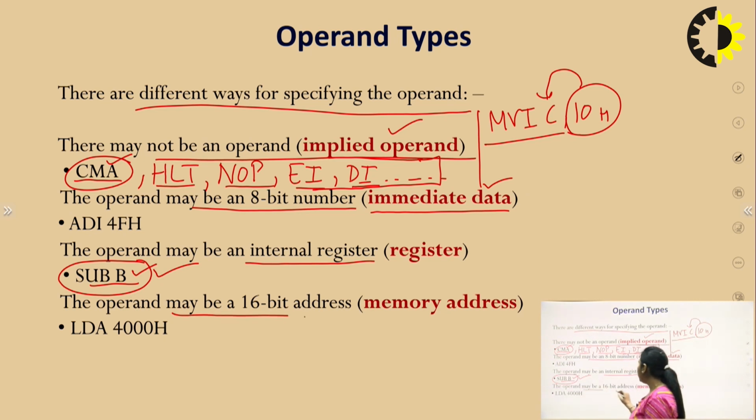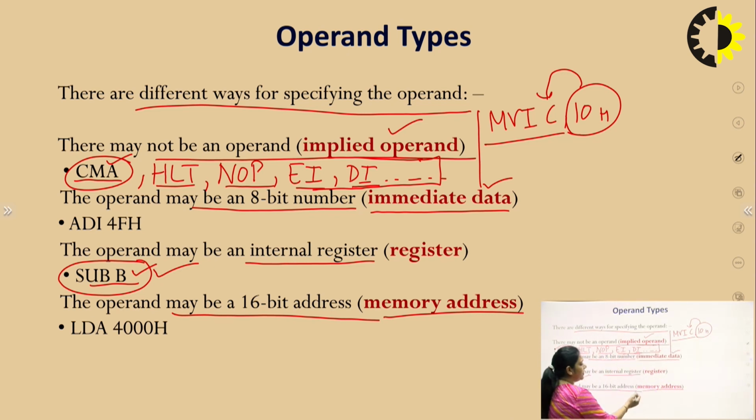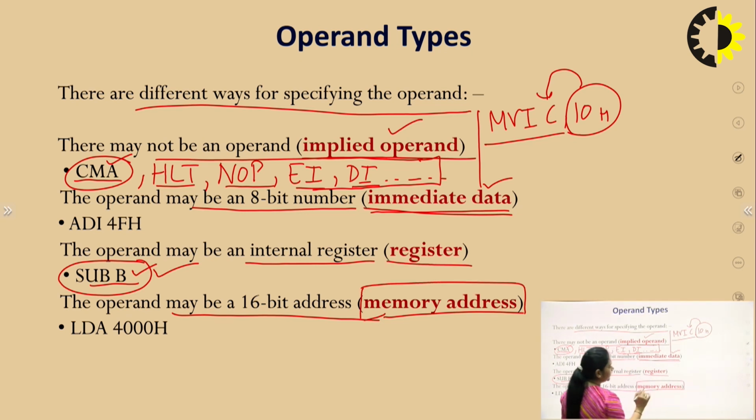Now the operand may be a 16-bit address, that we can say is a memory address. So the operand is of memory address type. So there are 4 types of operands: implied operand, immediate data, register operand and memory address. All the instructions are based on these 4 types, and addressing modes are also the way by which we can get to know what kind of instruction this is.